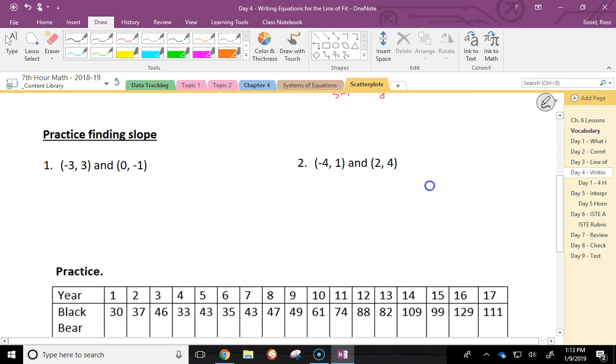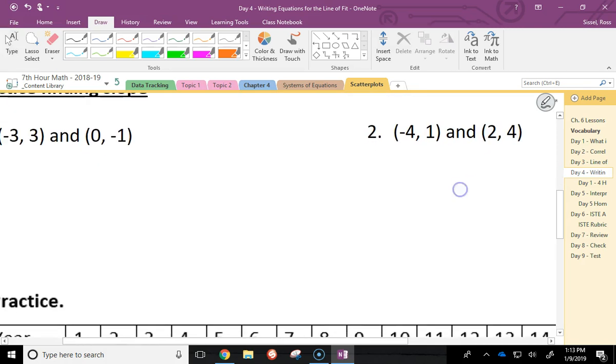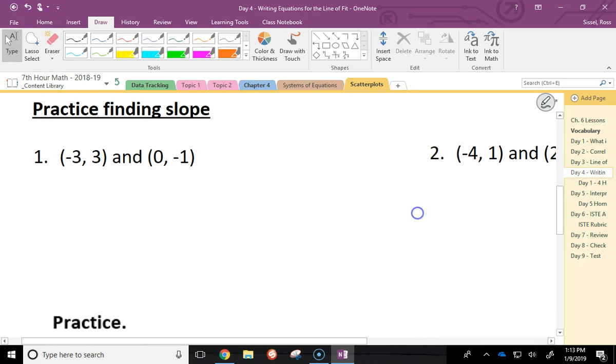So to help us, we're going to practice finding slope. If you open up your foldable, you should be on the part that says equations for line of fit. And you see it had this top part and it's just a big blank work area. That's because we're going to do an example of finding slope together. So I'm going to do number 1 with you, and then you're going to go ahead and do the second one.